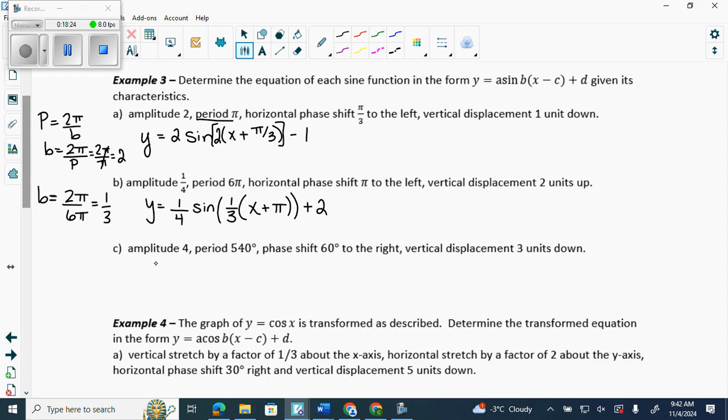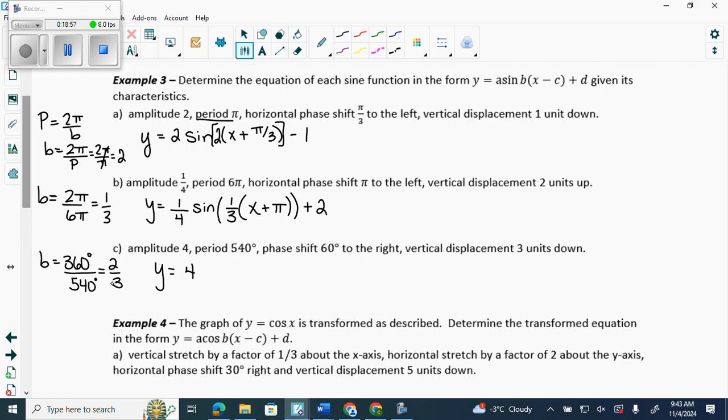Then here we're going to get y equals 4. Period of 540. So sometimes that's hard to do. But we can go 360 degrees divided by the period, which is 540 degrees. And what happens when I divide those two? What do we get? Two over 3. 3/2 is the horizontal stretch, but the b would be 2/3.